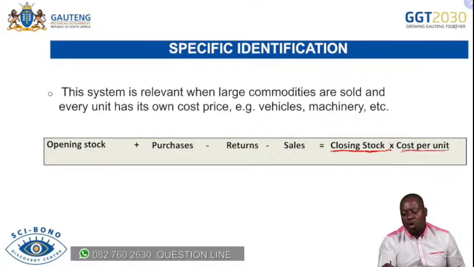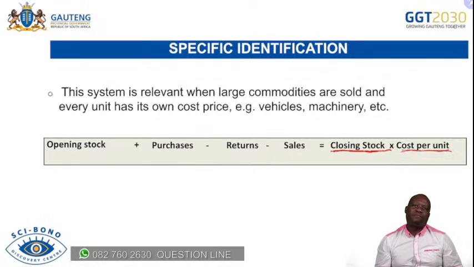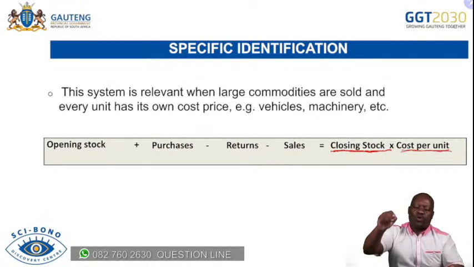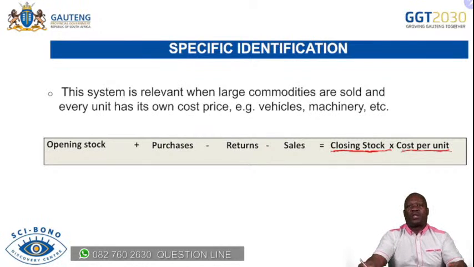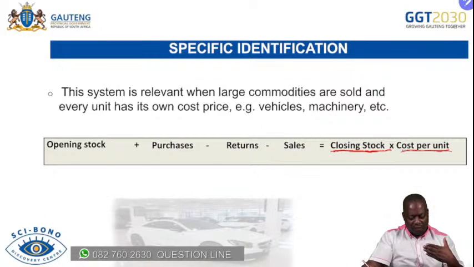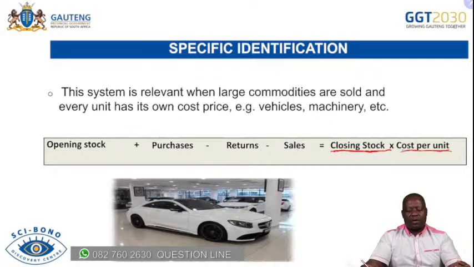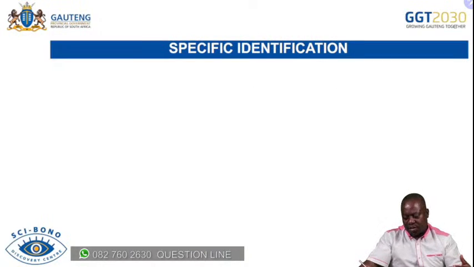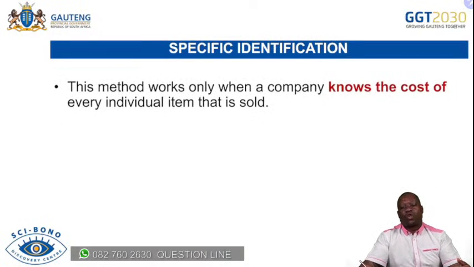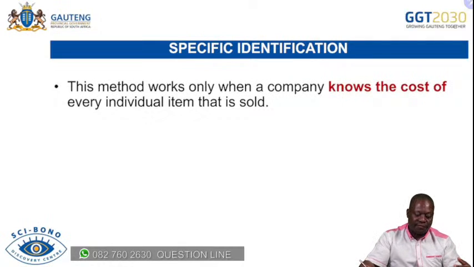And remember, this cost per unit is unique. In simple terms, we are telling how many items we are still having, and then we attach a specific price to a specific unit so that we can find how much is the cost of the items we have. A very good example is when we are on our floors in a shop that is selling cars.